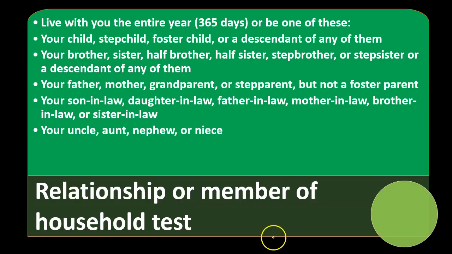A little bit more detail on the relationship or member of the household. So we have: live with you the entire year, that's 365 days, or be one of these: your child, stepchild, foster child, or a descendant of any of them; your brother, sister, half-brother, half-sister, stepbrother, or stepsister, or a descendant of any of them; your father, mother, grandparent, or step-parent, but not a foster parent; your son-in-law, daughter-in-law, father-in-law, mother-in-law, brother-in-law, sister-in-law; your uncle, aunt, nephew, or niece.